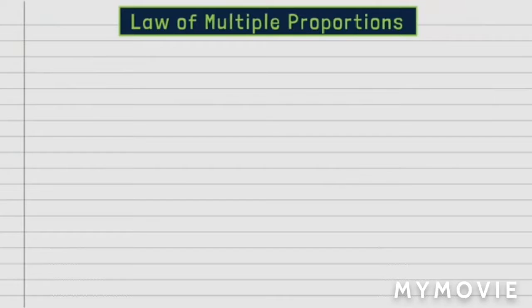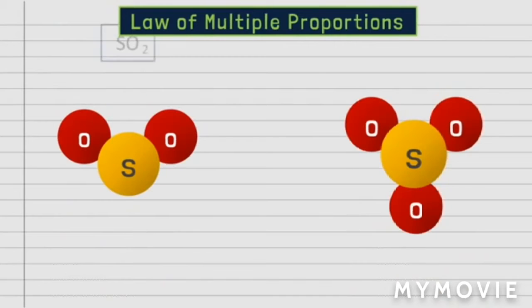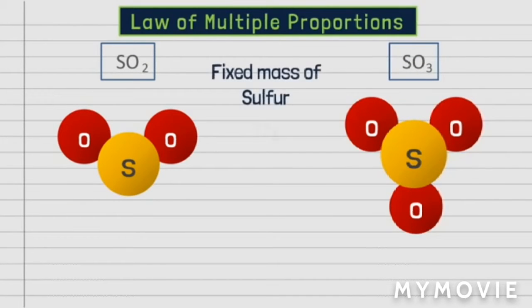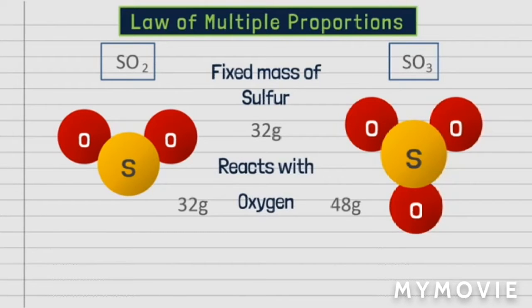Let's take an example. Sulfur and oxygen form sulfur dioxide as well as sulfur trioxide. Every 32 gram of sulfur combines with 32 gram of oxygen in sulfur dioxide and 48 gram of oxygen in sulfur trioxide. The ratio of oxygen in both the compounds will be 32:48, which is 2:3, a simple whole number ratio. Hence, it is following the law of multiple proportions.